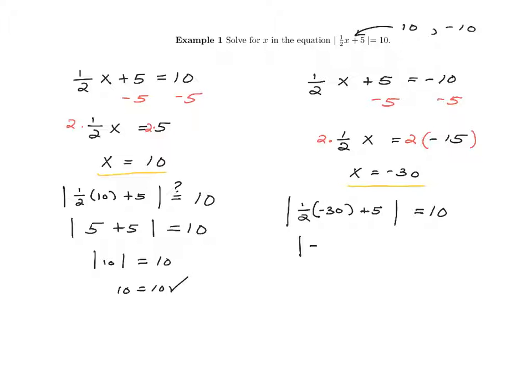Half of -30 is -15. And -15 plus 5, well, that gives me -10. But in this case, the absolute value of -10 is +10. So 10 is equal to 10. So these are the two solutions to this absolute value equation.